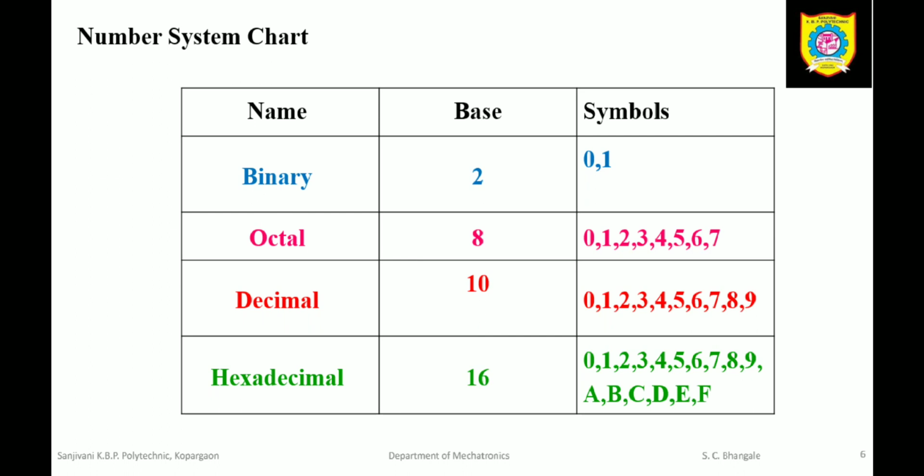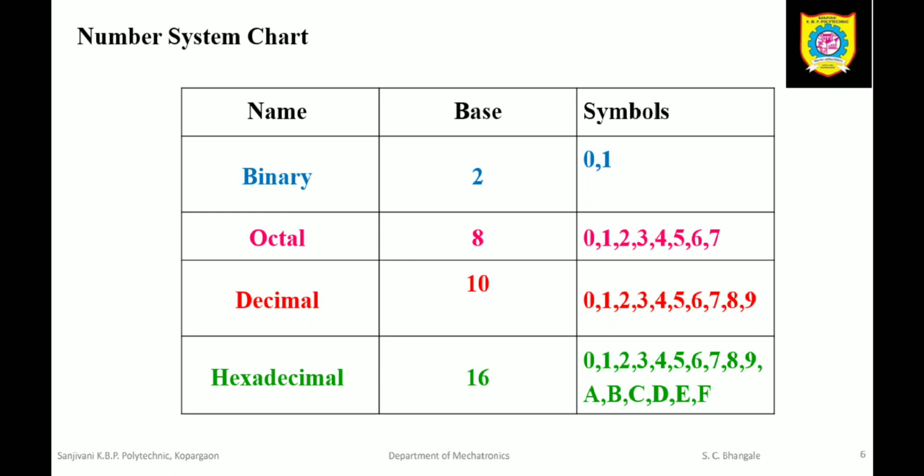In the first case, suppose we consider the binary number system. In the binary number system, bi means 2. The base is 2, so we will use two symbols. Which are these two symbols? These two symbols are nothing but 0 and 1.